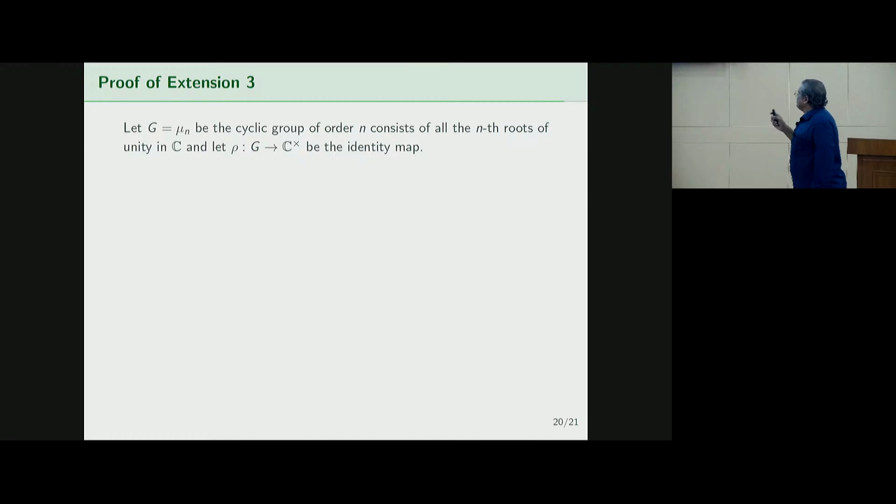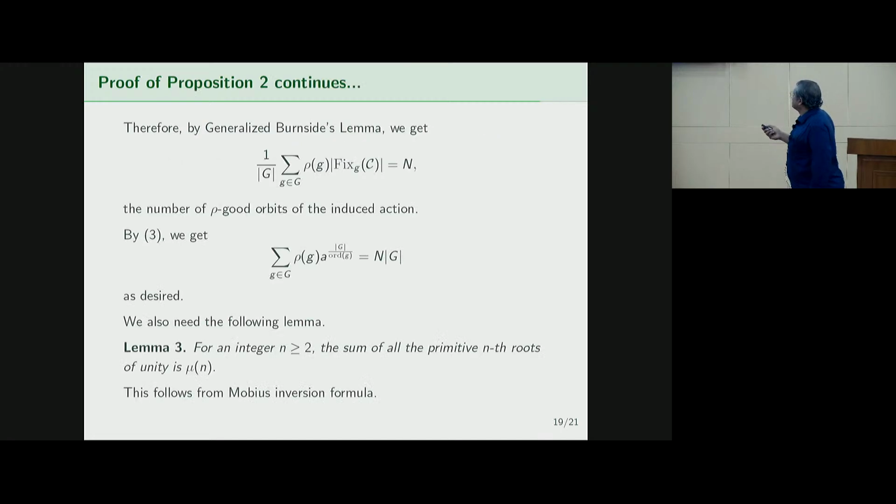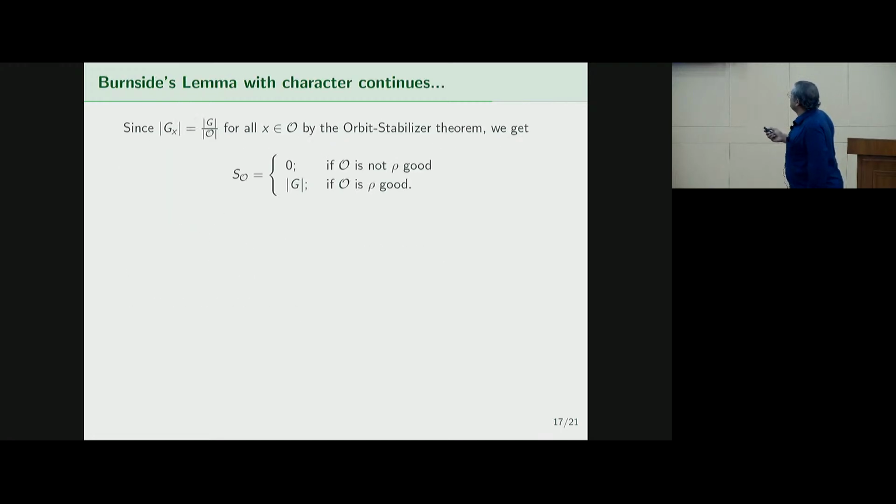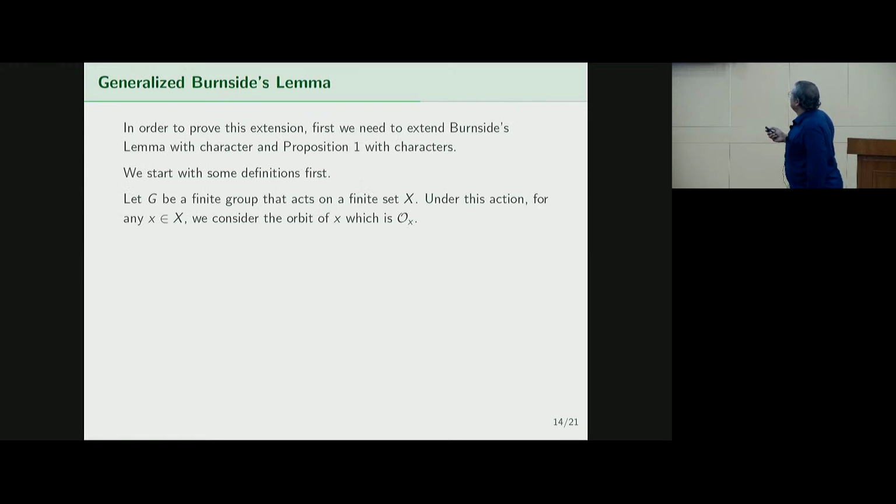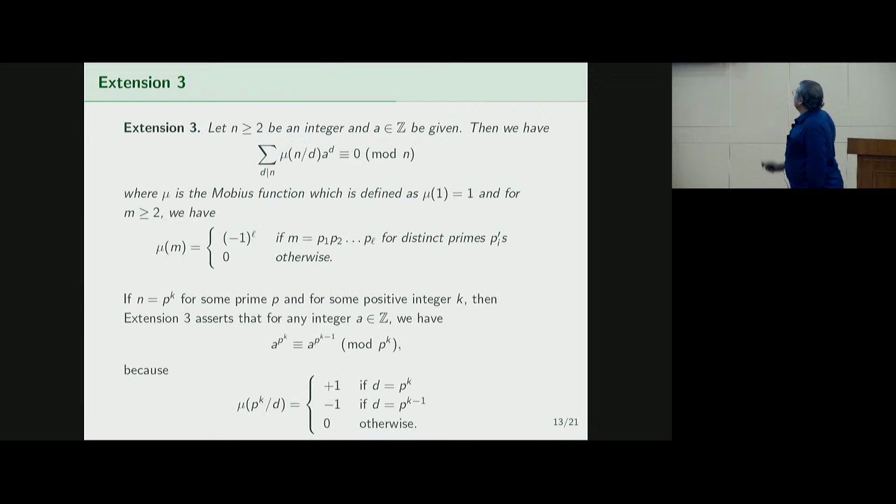So we are going to prove that third extension. Let me recall what we want to prove. We want to prove that this congruence holds for all integers A: the sum of mu of n by d times A to the power d, where d varies over the divisors of n, is 0 modulo n.